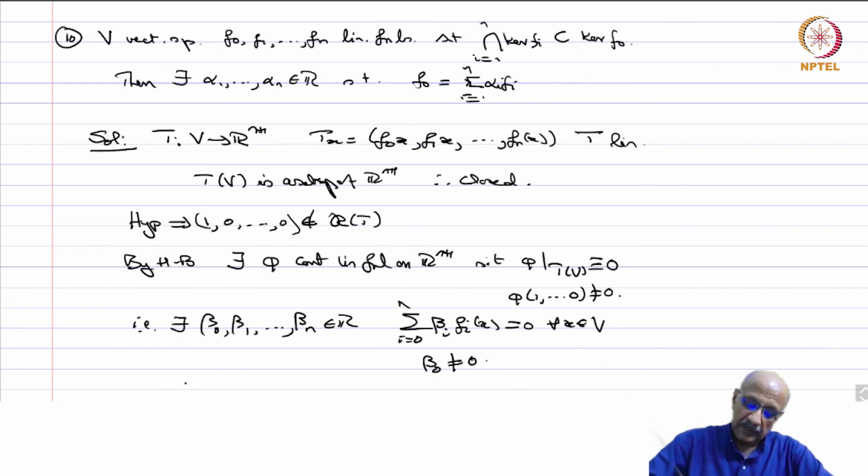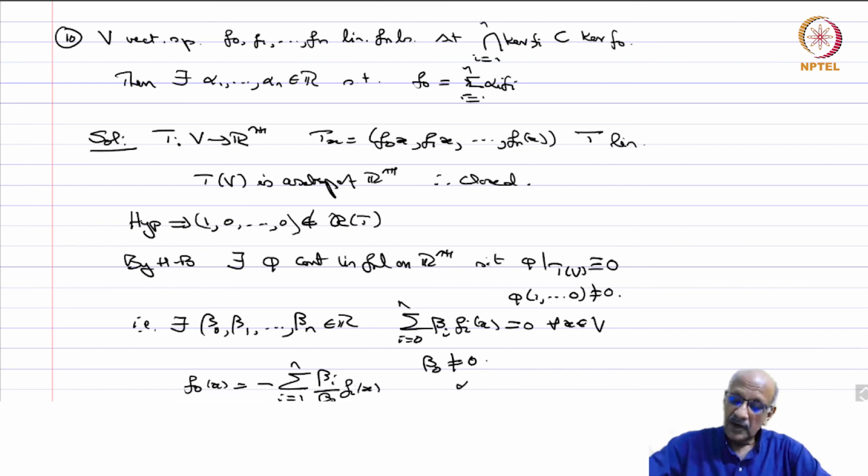So now it is immediate, you have that F0 of x is therefore equal to minus sigma i equals 1 to n beta i by beta 0 times Fi of x. So you just have to take alpha i equals minus beta i by beta 0 and you are through.